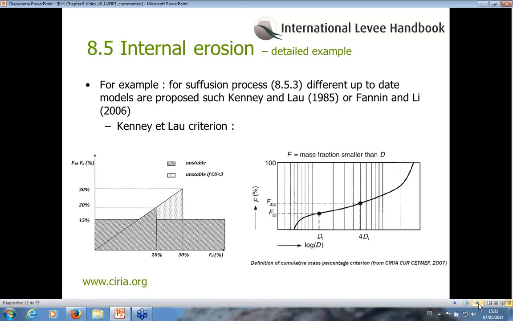I'm now going to give back the floor to Guillaume. He will talk to you about the geotechnical analysis tools.